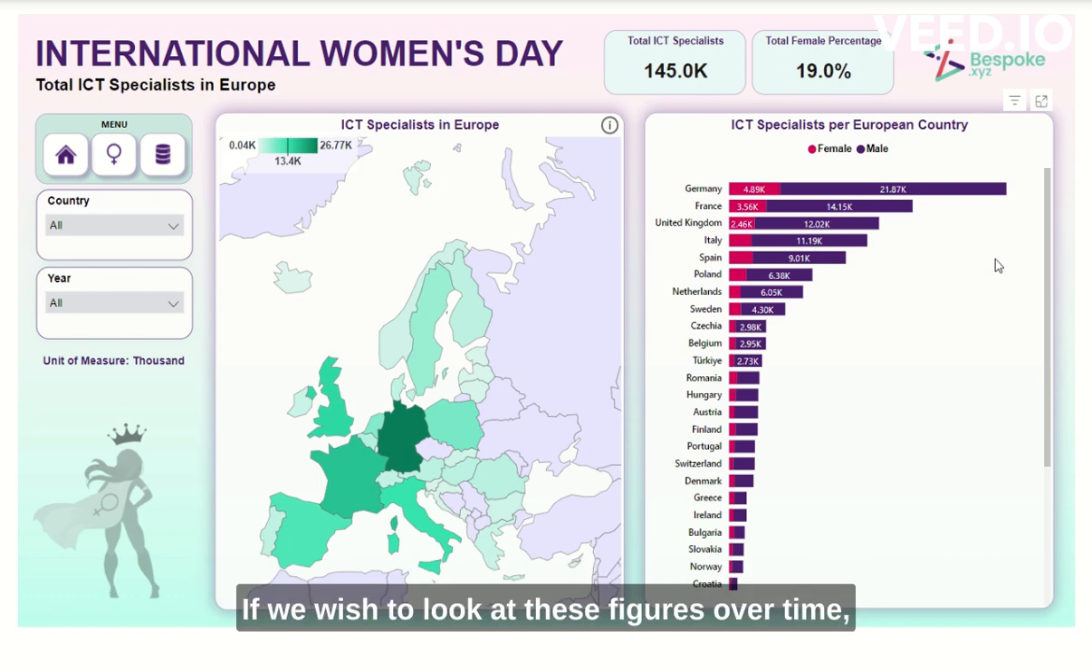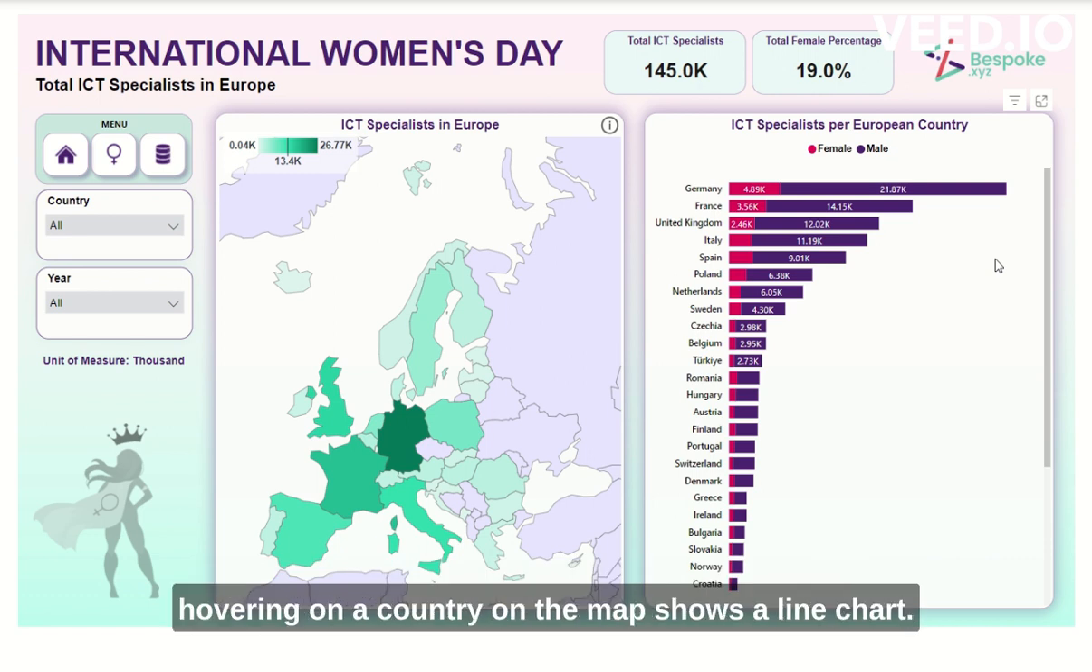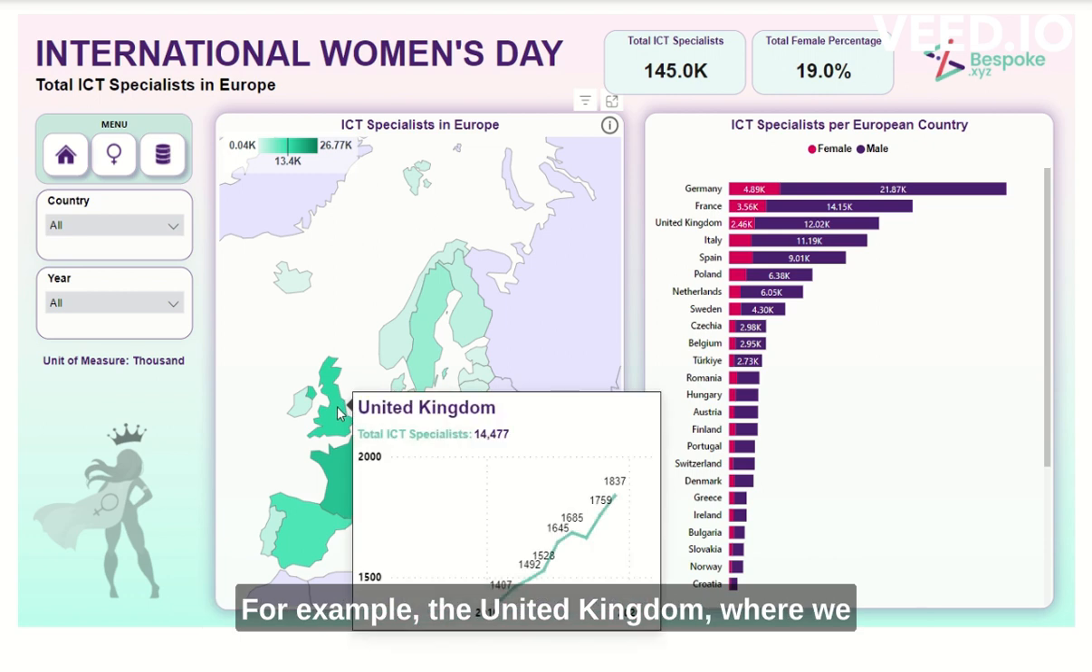If we wish to look at these figures over time, hovering on a country on the map shows a line chart. For example, the United Kingdom, where we can see the number of specialists has been steadily increasing since 2011.